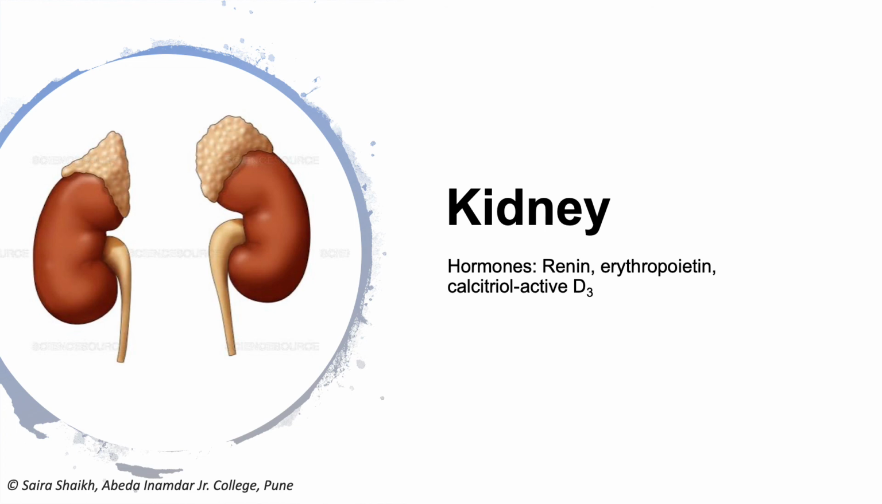The third important hormone coming from the kidney is calcitriol. Calcitriol is secreted by the kidney and it is the active form of D3, that is vitamin D.